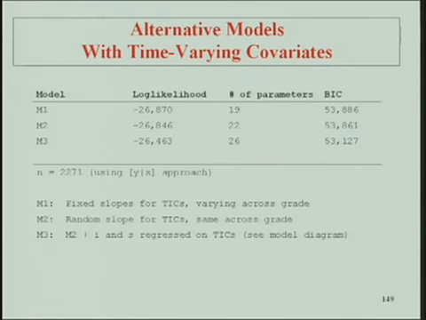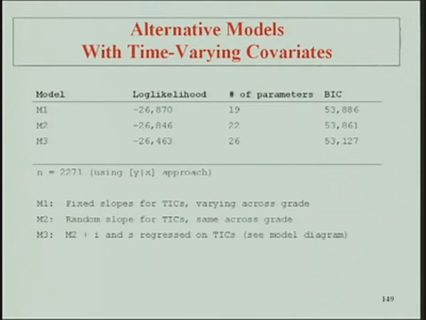So you see here that the log likelihoods are on the minus scale. So minus 26,846 is a higher likelihood. This value is further down negative than this value. So M1 is down here, M2 is here, and M3 is here.